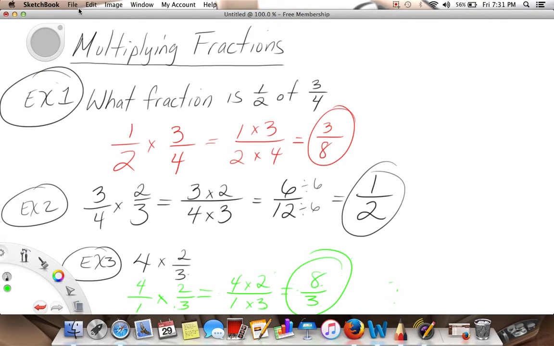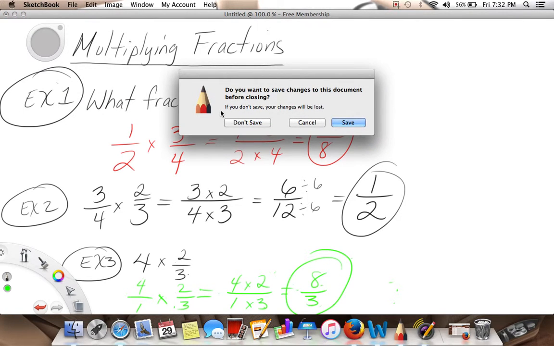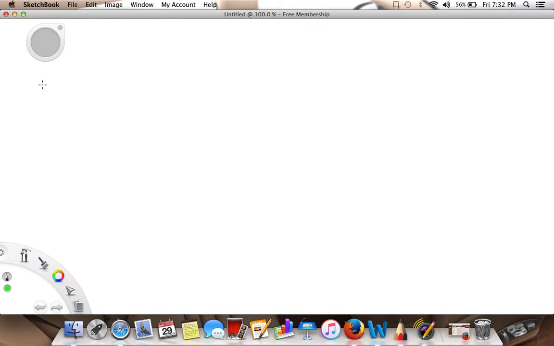Example 4. Let's get back to some black. Example 4 says, 3 pennies are placed side by side as shown below. The diameter of 1 penny is 3/4 of an inch. How long is the row of pennies? So in actuality, since we have 3 pennies and each of them have a diameter of 3/4, we actually can say 3/4 times 3, because there's 3 pennies and each of them has a diameter of 3/4.